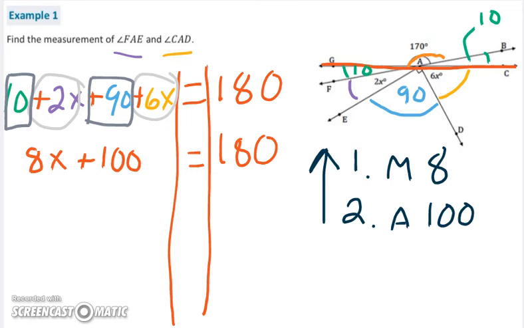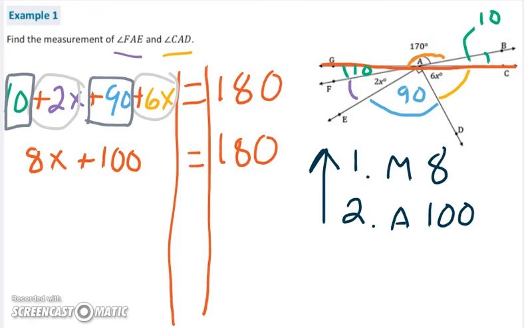This is a nice, easy one-step equation. This is a positive 80, so to get rid of it, we have to make it a negative. So minus 80 from 180, same thing on both sides, cancel them out. Leaves us with B equals 100.